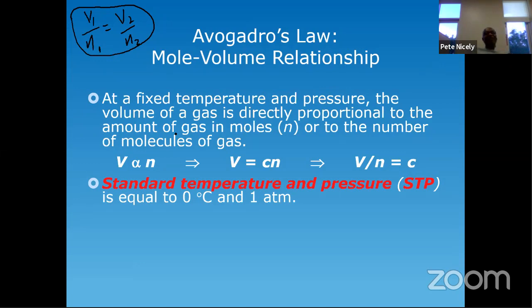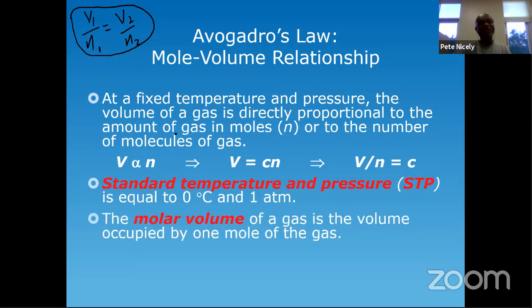The powers that be decided a long time ago that standard temperature and pressure, by definition, would be 0 degrees Celsius and 1 atmosphere respectively. So whenever you hear the term standard temperature and pressure, or STP, you should immediately know that the conditions are 0 degrees Celsius and 1 atmosphere in terms of the pressure.